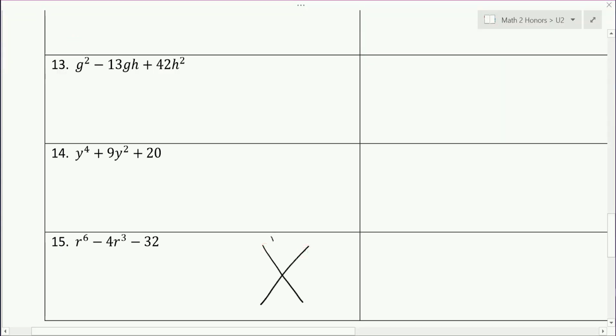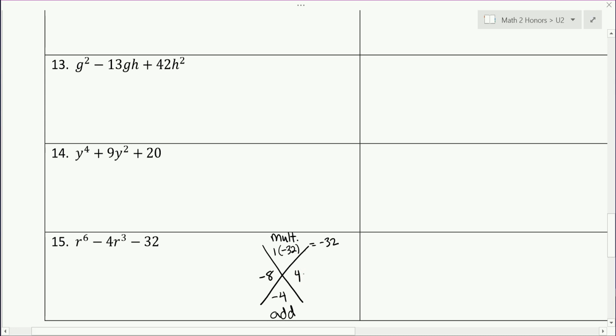So we still start saying what two numbers multiply to what? One times negative 32, which is negative 32, and add to what? Negative 4. So find those two numbers, however you'd like to find them. Let me know when you have them. Negative 8 and 4. Do you agree, Lindsay?